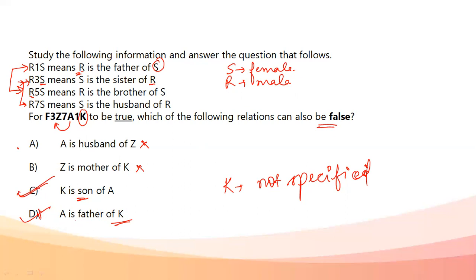I have put a tick here that A is the father of K. I just wanted to mean that A is the father of K. This is a true statement. So the statement that is false is K is the son of A.